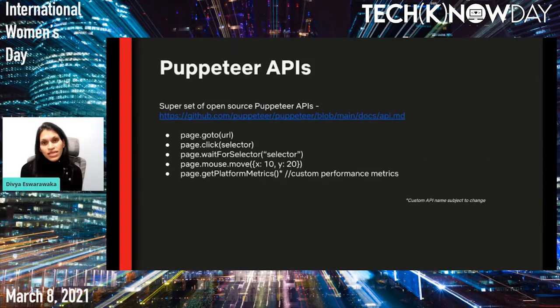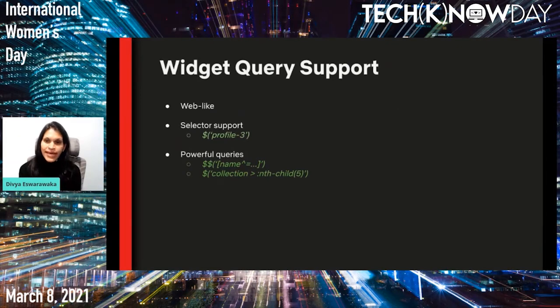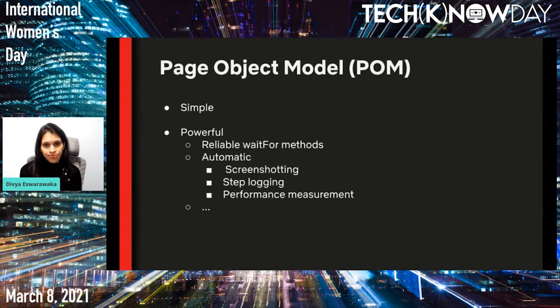Do note that the custom API names are subject to change. Another building block that is again straightforward in browser is the CSS selector that defines the element to which CSS rules apply. We had to add support for querying widgets so that it can be more web-like. So we can use the all-familiar $$$, and also more powerful queries that are supported in the web. Here we just listed out some examples.